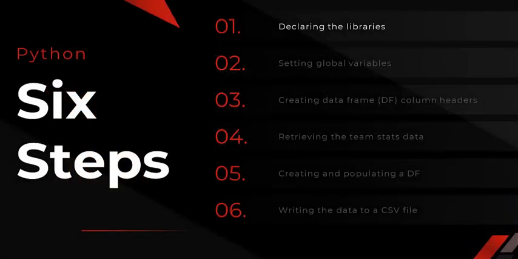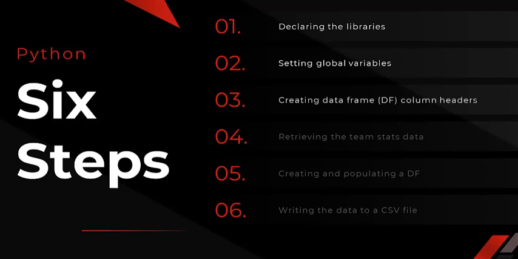The team stats Python file is roughly split into 6 working parts. The first part of the Python team stats application involves declaring the libraries that will be used in the code. This is important because it allows the program to use functions and features that are not built into the base Python language. The next part of the application involves setting global variables. These variables are used throughout the code to store information that will be used multiple times.